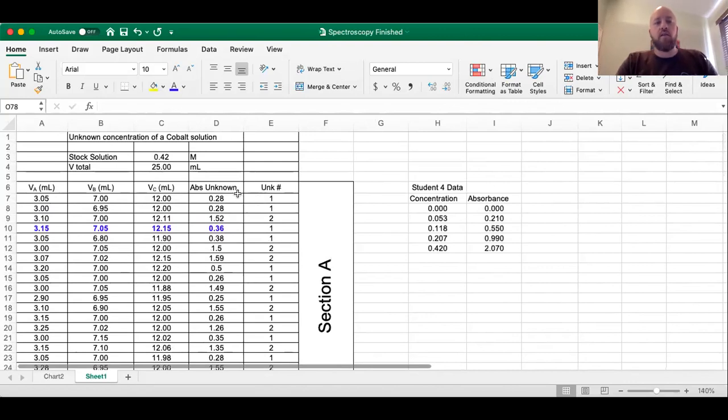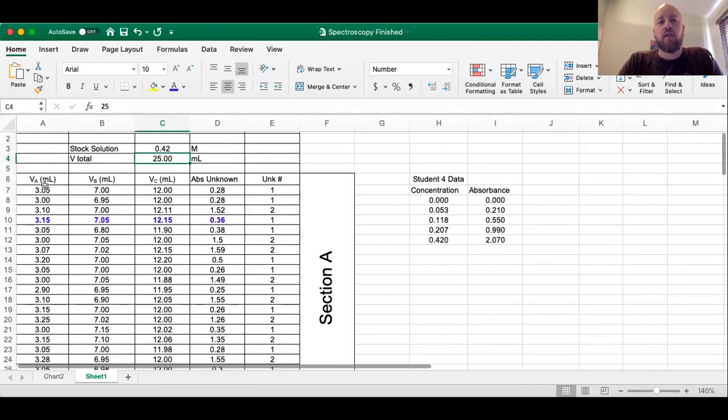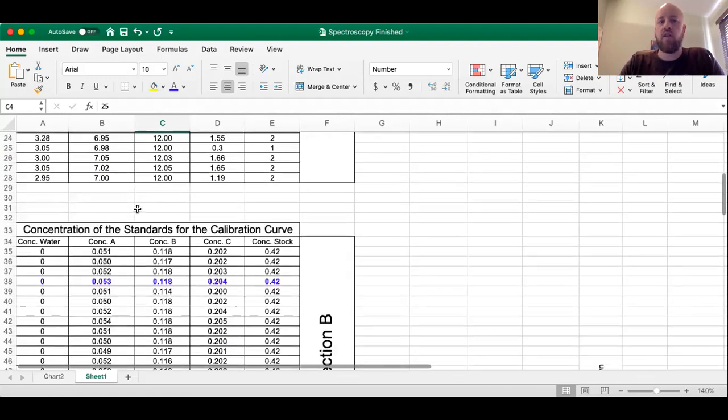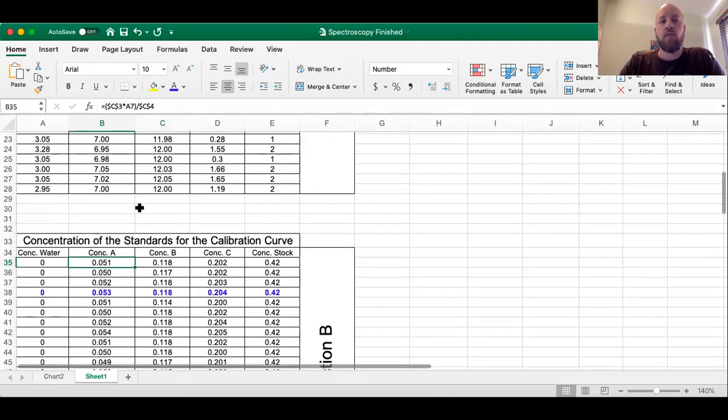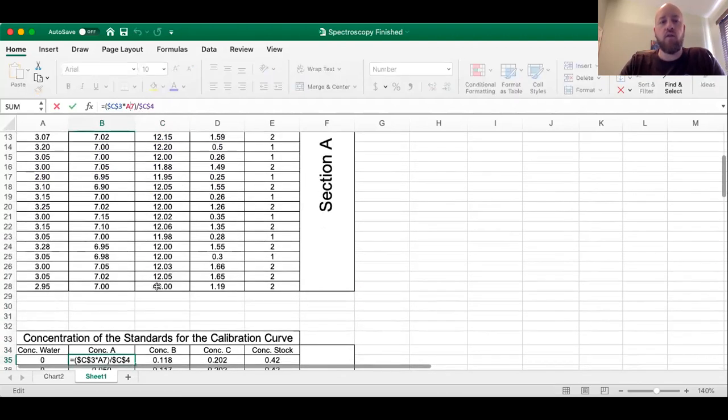In this experiment, we have a stock solution that is 0.42 molar. The total volume of each sample was 25 milliliters. To make certain concentrations, 3 milliliters of the stock was taken, 7 milliliters of the stock was taken, and 12 milliliters of the stock was taken. Each one of these was diluted to 25 milliliters. This is an M1V1 equals M2V2 equation. Here you will see all the equations are already done.